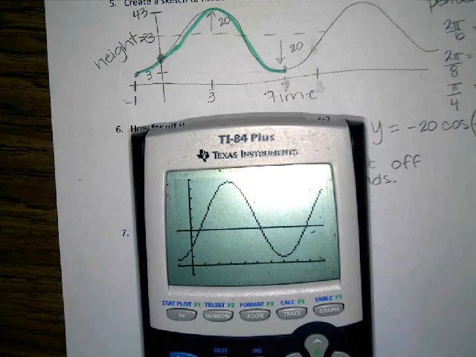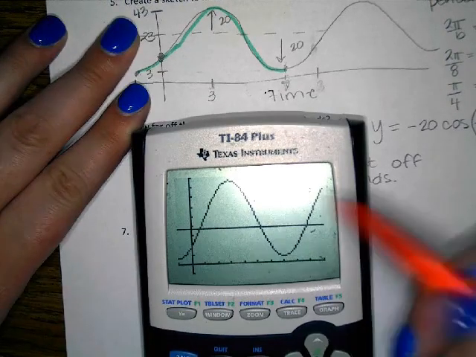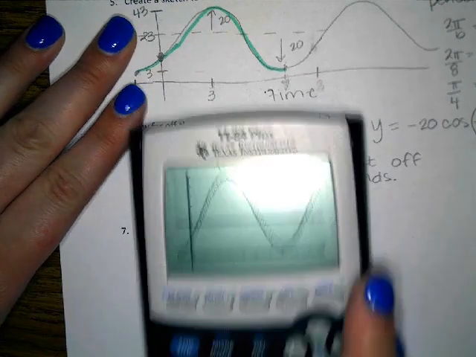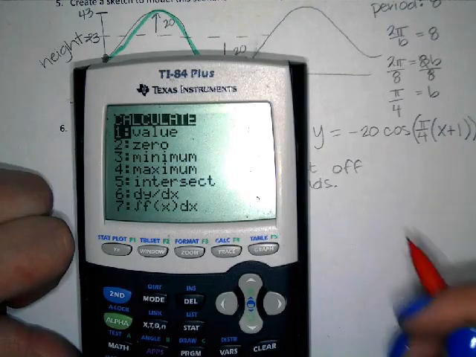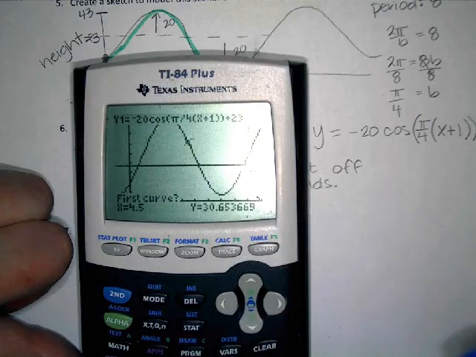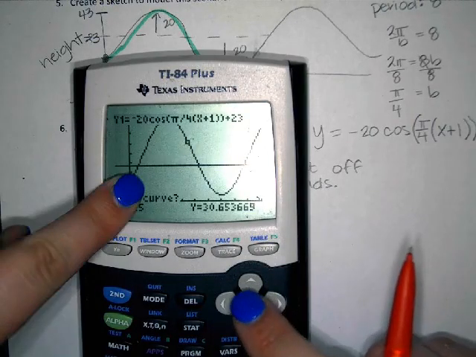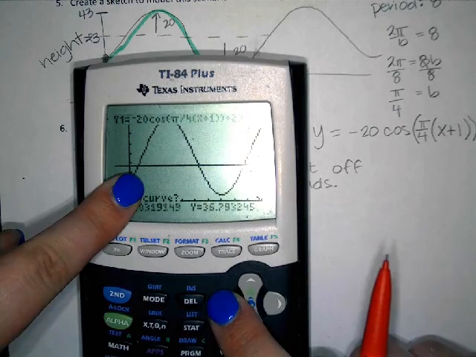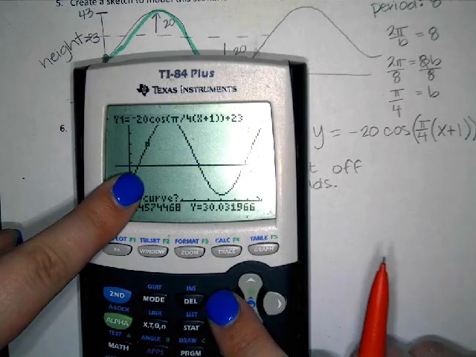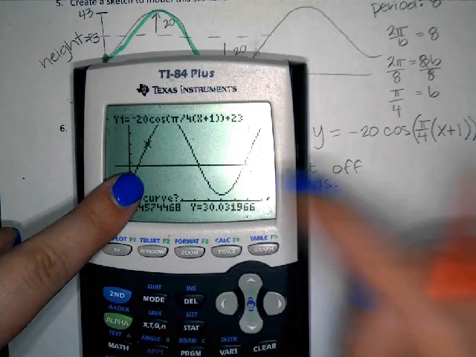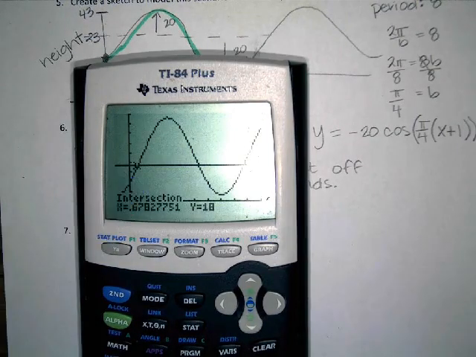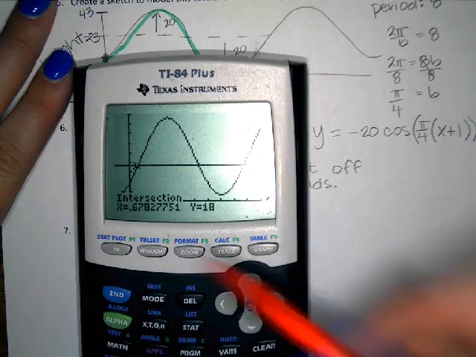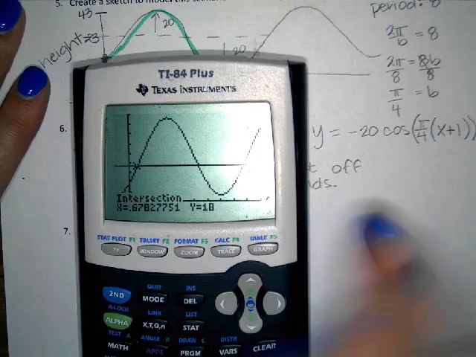So we're going to do second trace. And then how do we find those answers? Intersect. Okay, number 5. All right, so if I want this intersection over here, I'm going to hit my left arrow. I don't have to be right on the intersection. I just have to be closer to this intersection than to the other ones. So I'm closer to this one, and then I press enter, enter, enter. Okay, and it'll find it. So I'm going to use 3 decimal places, so 0.678.